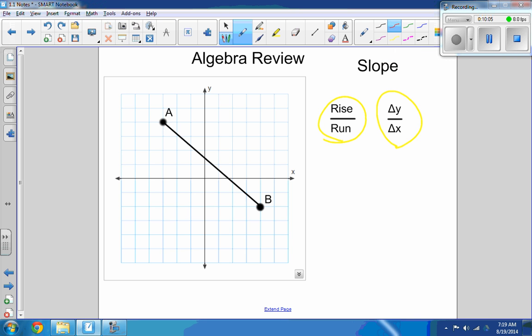So change in y, how far do I go down? We go down 6. How far do I go over? We go over 7. So the slope is negative 6 over 7.